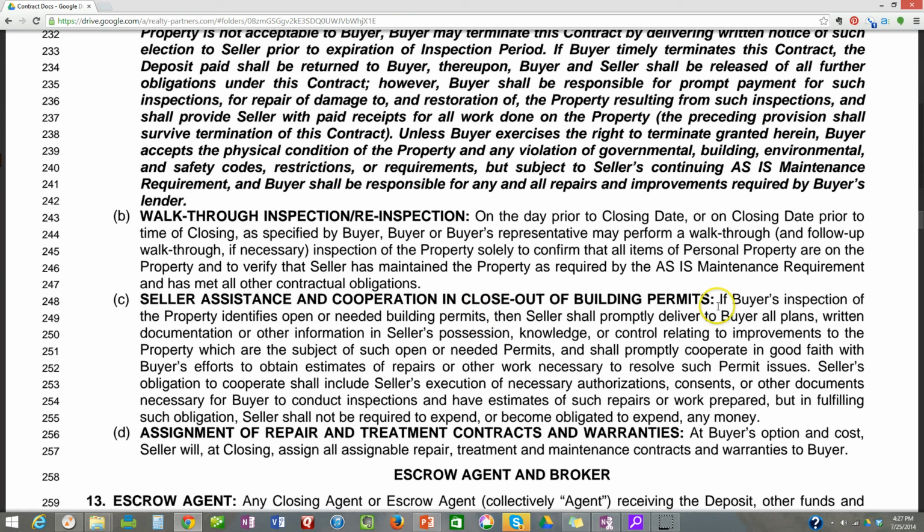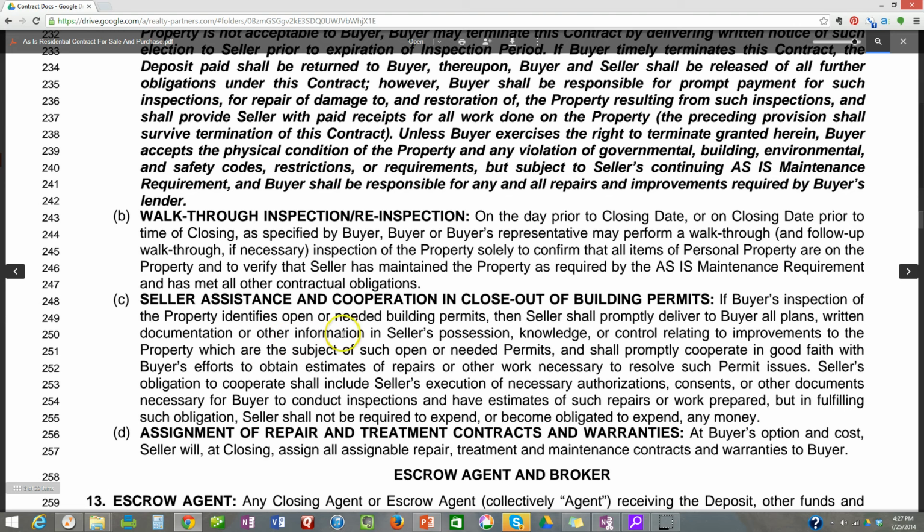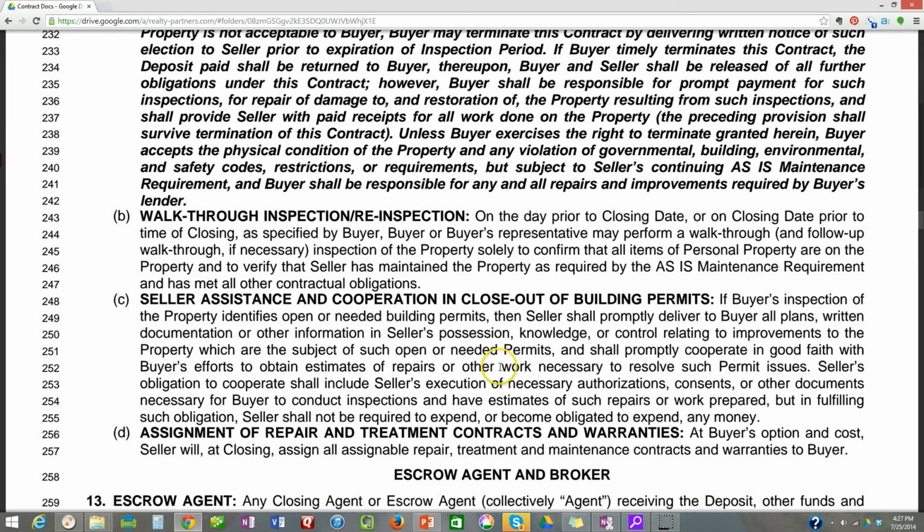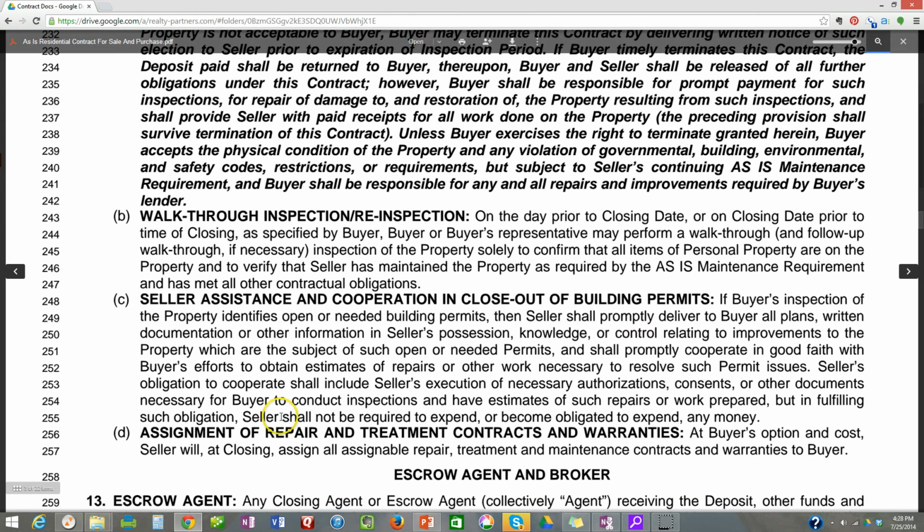Then the seller shall promptly deliver to buyer all plans, written documentation, other information in seller's possession, knowledge, or control relating to improvements to the property, and so on. So this means the seller is going to cooperate in good faith, but it's not the seller's responsibility to get these permits closed out, and the seller is not required to spend any money.